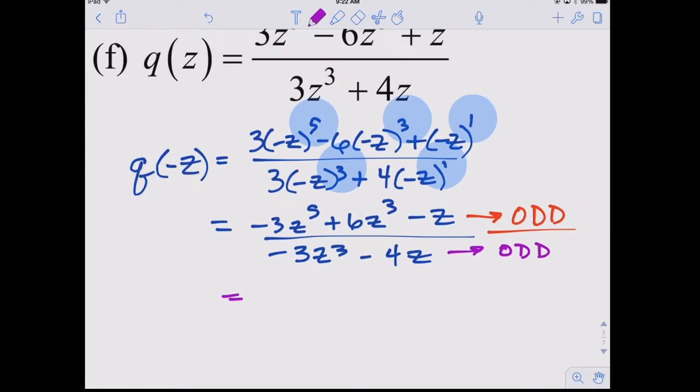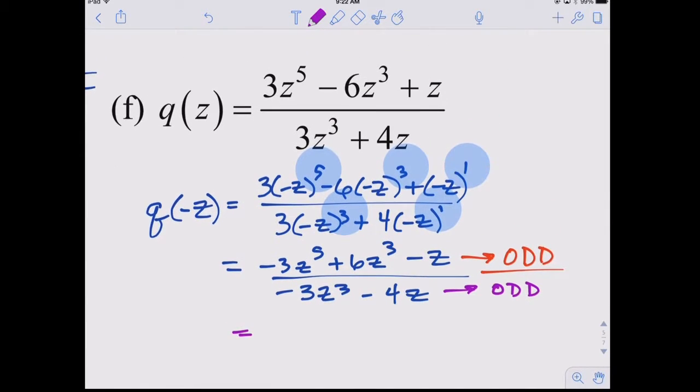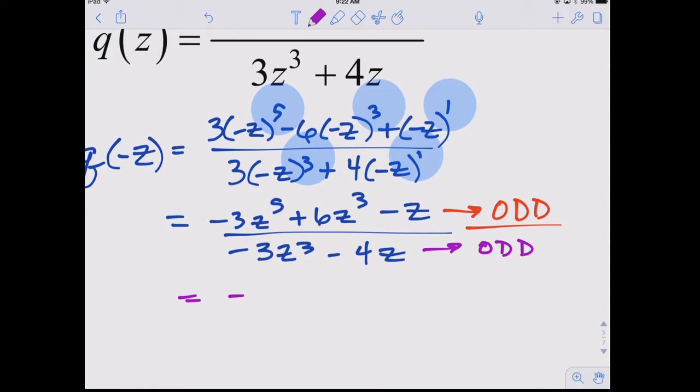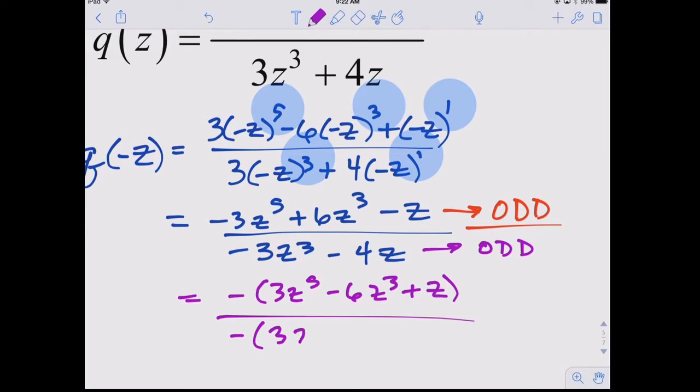If I, this is, first of all, not what we started with. And if I just factored a negative out of the numerator to see if it was the opposite of what I started with, then the denominator is not going to match up either. So in this case, to get the numerator and the denominator to match, I need to factor a negative out of both top and bottom. So that's going to be a negative 3z to the 5th minus 6z cubed plus z, all over, factor a negative out of the bottom, I get a 3z cubed plus 4z.